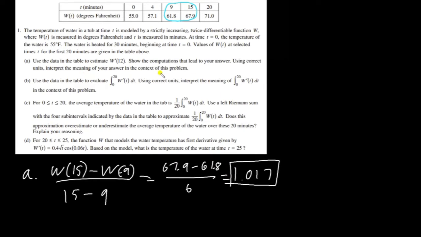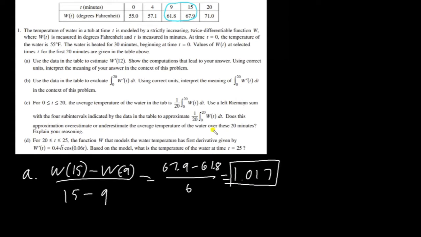And now we need to say, what does this mean? So let's think about it. w of t is telling us the temperature of the water in the tub. So w prime of t is telling us how the temperature of the water is changing. So w prime of 12 will tell you that the water in the tub at time t equals 12 is increasing at this rate.